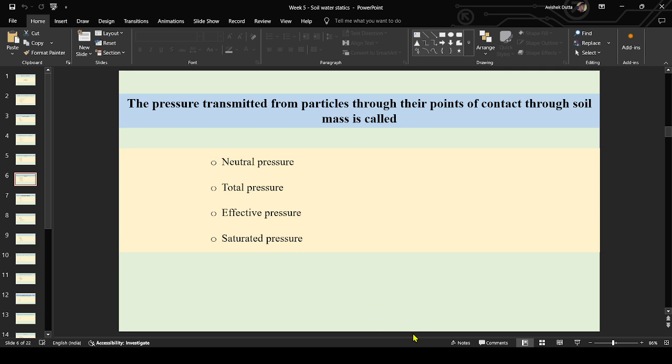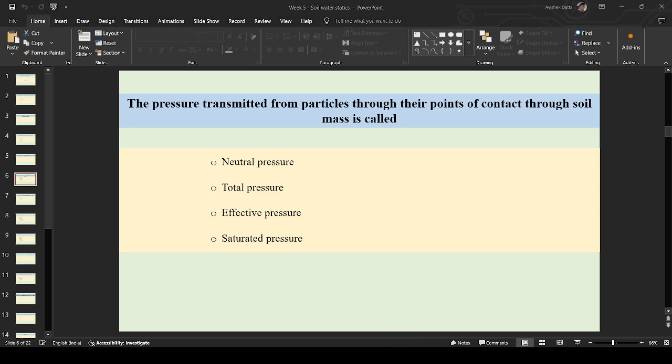I repeat the question. The pressure transmitted from particles through their points of contact through soil mass is called. First option neutral pressure, second option total pressure, third option is effective pressure, and the last option is saturated pressure.